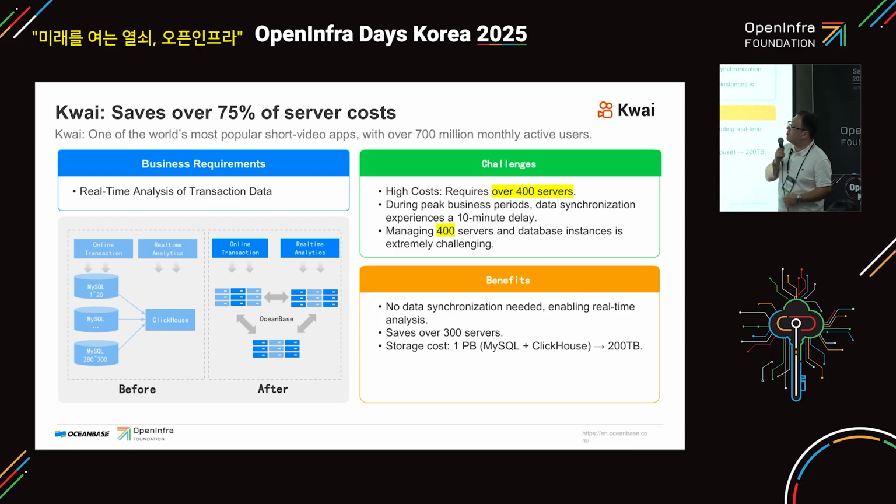The last one is from our customer, Kuai. Kuai needs real-time analysis of transaction data, but they were facing high costs. It required over 400 servers, and managing so many servers and database instances was extremely challenging. After changing to OceanBase, no data synchronization is needed, real-time analysis is enabled, and it saves over 300 servers. And in OceanBase, it also reduces storage cost.